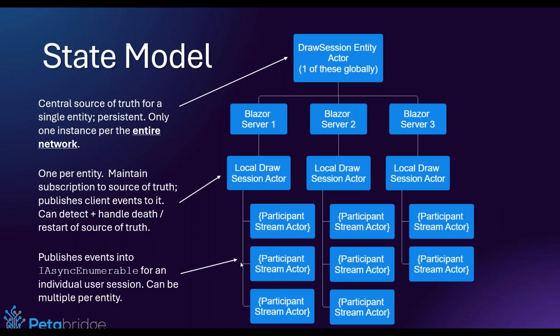Now, if you're working with raw SignalR, in theory, you could use a SignalR group and eliminate the need for all these individual participant stream actors here. But since we're just using the Blazor hub and we're not touching SignalR directly, this is how I decided to do it. And it ended up being pretty easy and a lot less code. So that's why I did it this way. But this is our hierarchy for how we're going to synchronize state inside the system.